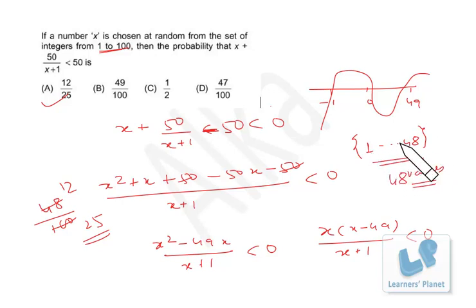So from 1 to 48 there are 48 values which x can take, out of total 100 values, right? X is from 1 to 100. So from 100 values x can take 48 values, then this inequality will be matched. So the probability is 12 by 25, right? So if your concept is clear, even this sort of questions you can do very easily.